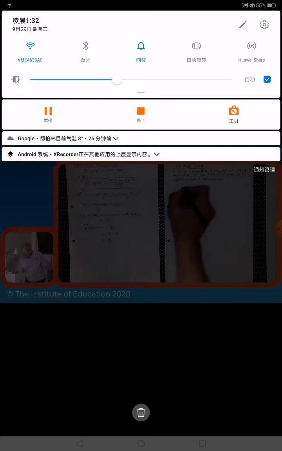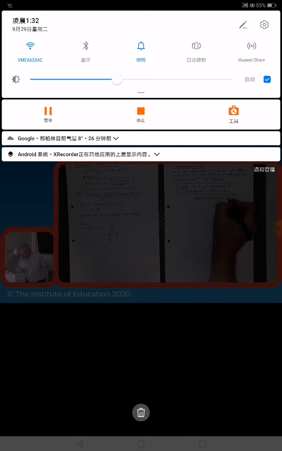Now, the definition of two events being independent, the mathematical definition, so we can say A and B are independent if the probability of A and B is equal to the probability of A multiplied by the probability of B. And that's called the multiplication rule for independent events.